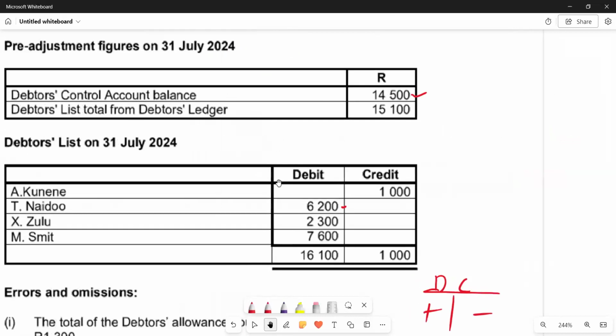Ekunene, we are seeing that Ekunene has got a credit balance of 1,000. A credit balance in the ledger indicates a negative. Remember, when you credit, it's a negative, when you debit, it's a positive. So when it's a credit like this, you indicate it as a minus 1,000. Then we add our 1,600.